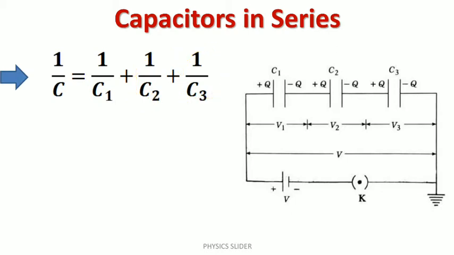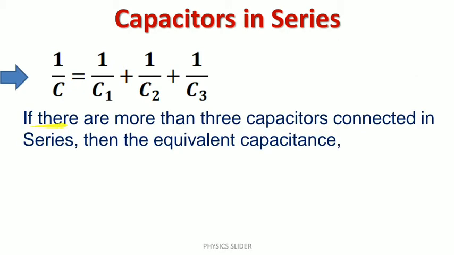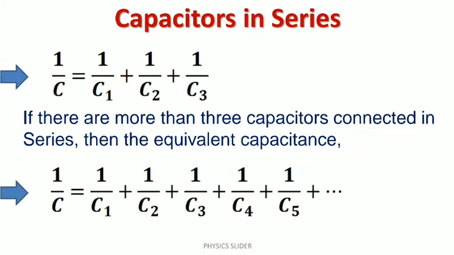Alright, so here in this case there are three capacitors. There can be more than three capacitors. So what happens then? Watch here. If there are more than three capacitors connected in series, then the equivalent capacitance will be given as 1 upon C. This C is the equivalent capacitance, and the reciprocal of this equivalent capacitance will be given as 1 upon C1 plus 1 upon C2 plus 1 upon C3 plus 1 upon C4 plus 1 upon C5 and so on.